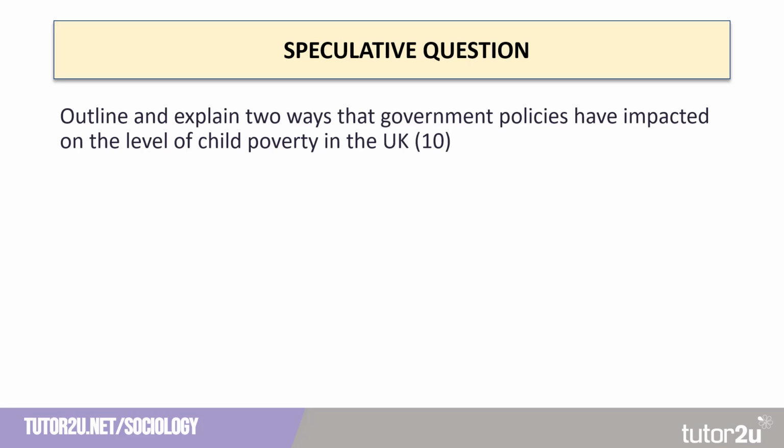Now we're going to look at a speculative question here. It's an outline and explain question, one of the 10 mark questions that you might find on paper 2. What we're going to do is analyse 2 ways in which government policies have impacted on the level of child poverty in the UK. Potential question you may get. What it's looking for you to do is to outline the ways in which policies, which is on the 3rd specification point, applies to the 2nd specification point, that is levels of poverty in different social groups, in this case children.